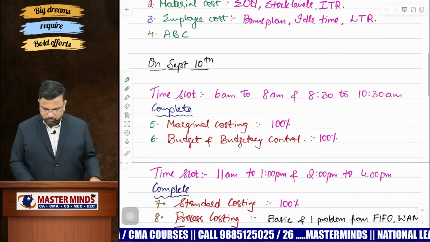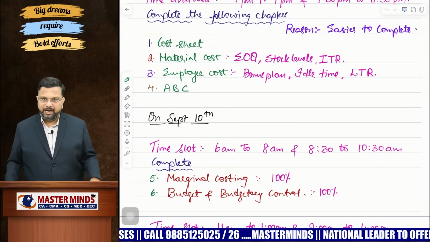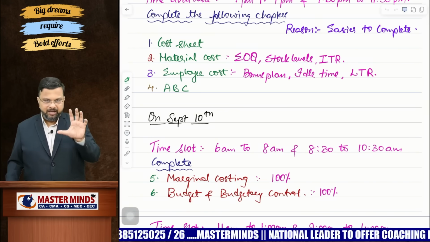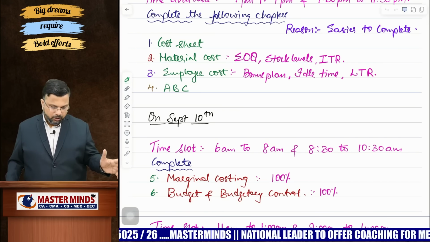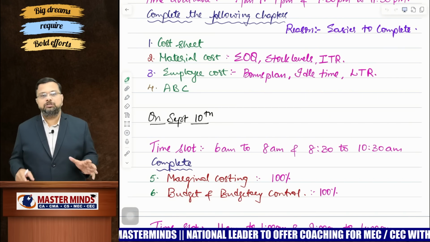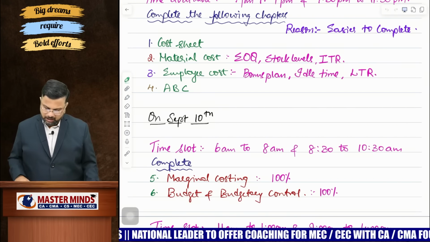For example, when it comes to material cost, EOQ, stock levels, ITER, employee cost, bonus plan, idle time, LTI. It does not mean that you will study only these models which are highlighted here. Apart from these models, please go through other models also. But these models are important from examination point of view.